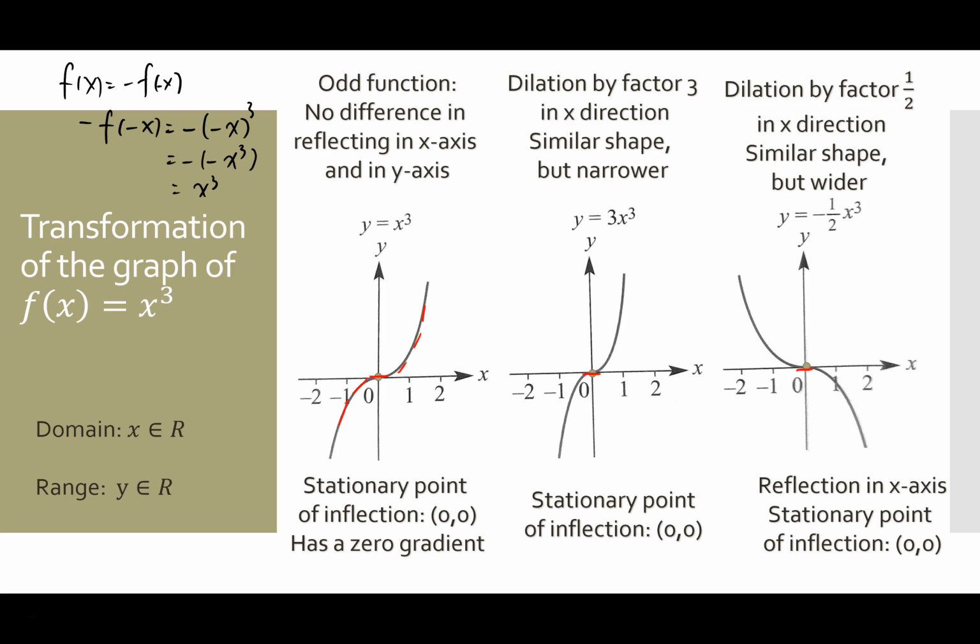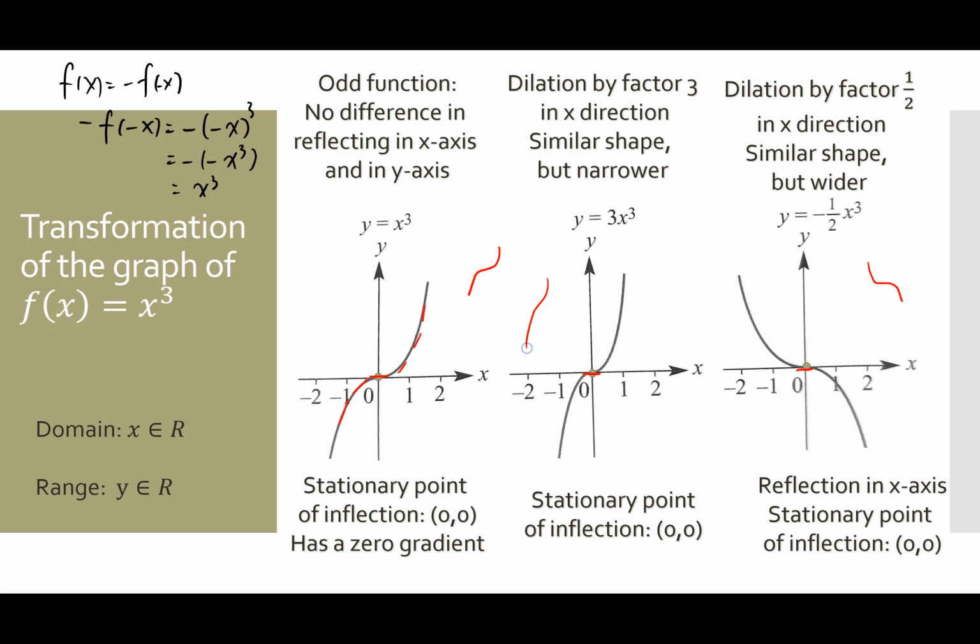Therefore, if we have a dilation or reflection for a cubic function, it does not change the shape of our graph. It just becomes narrower or wider, depending on the factor of dilation. If the dilation factor is a positive value, you'll see the graph like this, but if it's negative, then you will see a graph like that. That's something you need to be aware of when you're sketching.